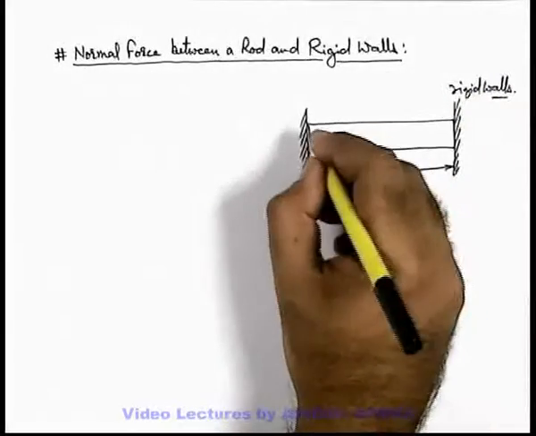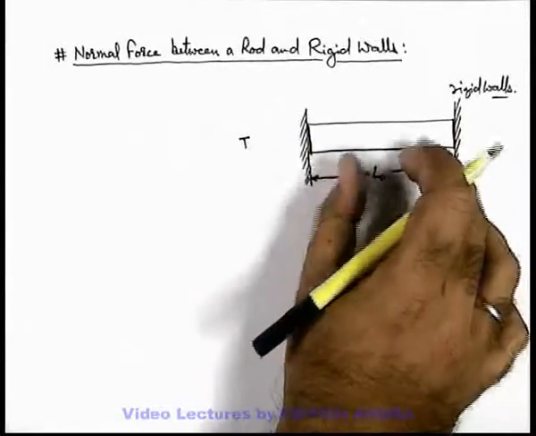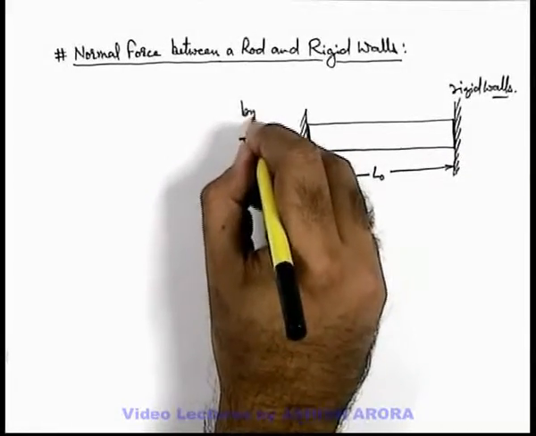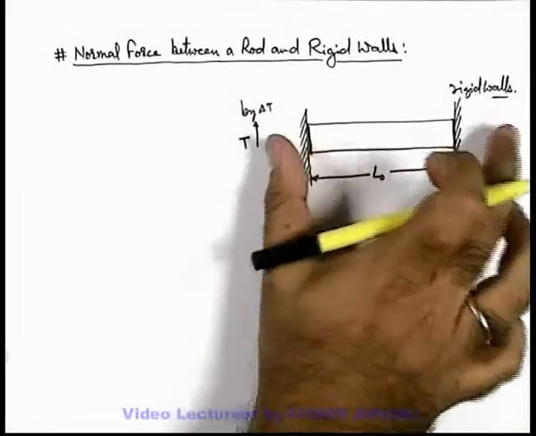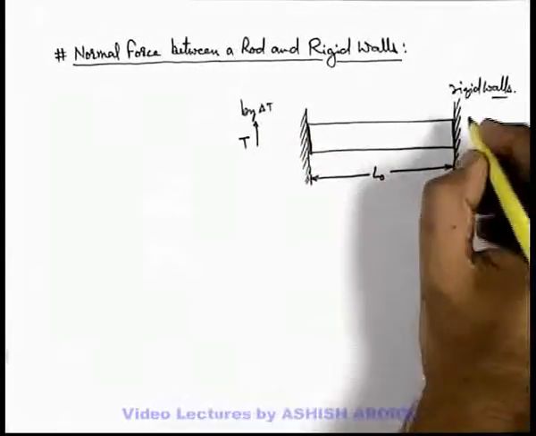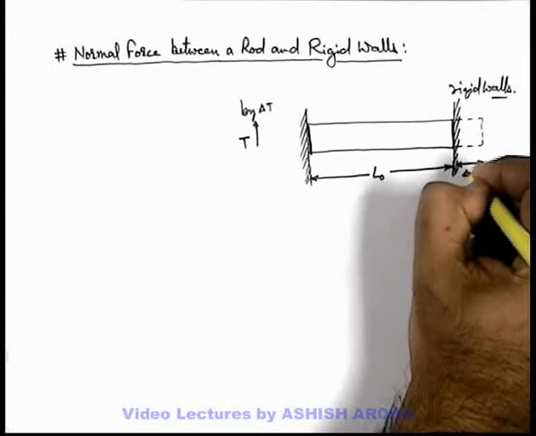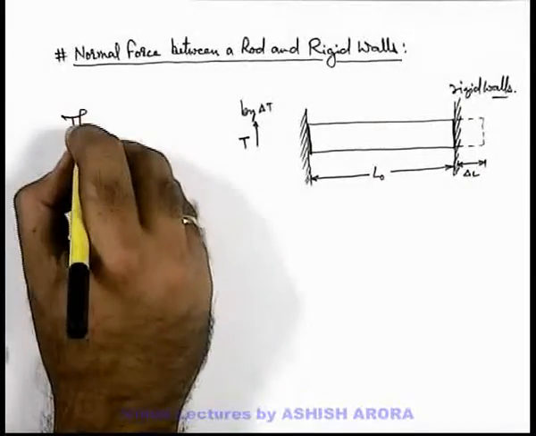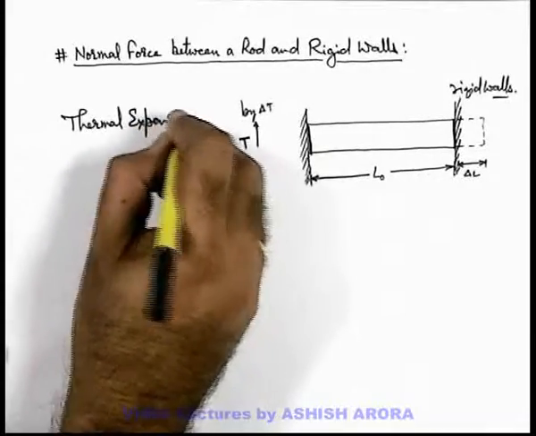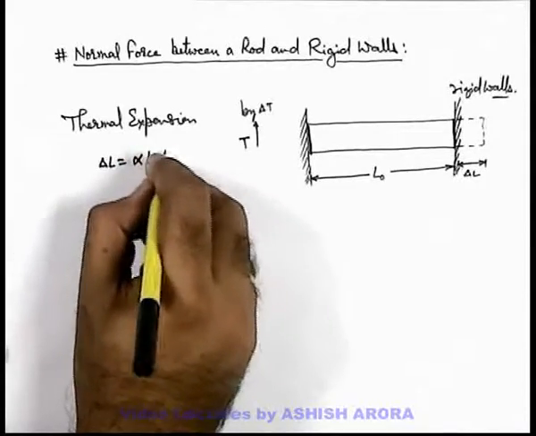And we know well that if the temperature of this rod is decreased, the rod will contract. But if the temperature is increased by delta T, that rod will have a tendency to expand. If one wall is there and the other is not, certainly it will expand by a length delta L, where we can write thermal expansion due to a rise in temperature by delta T as delta L is equal to alpha L0 delta T.